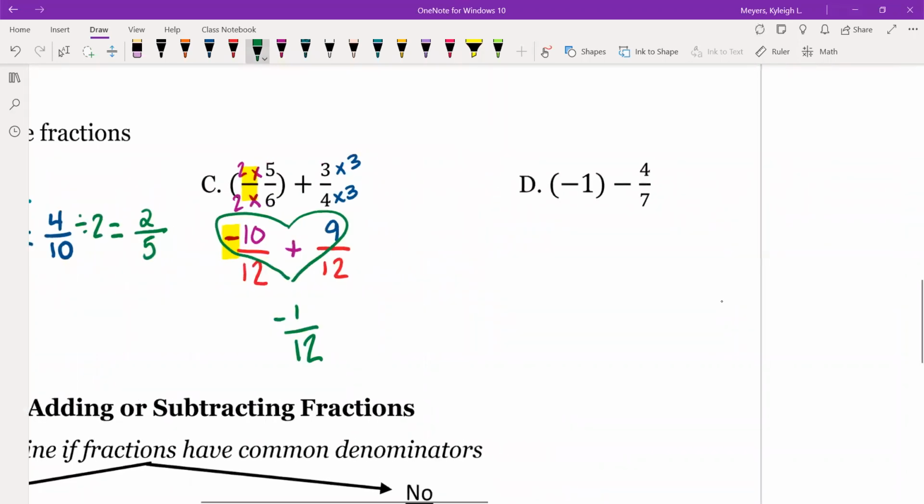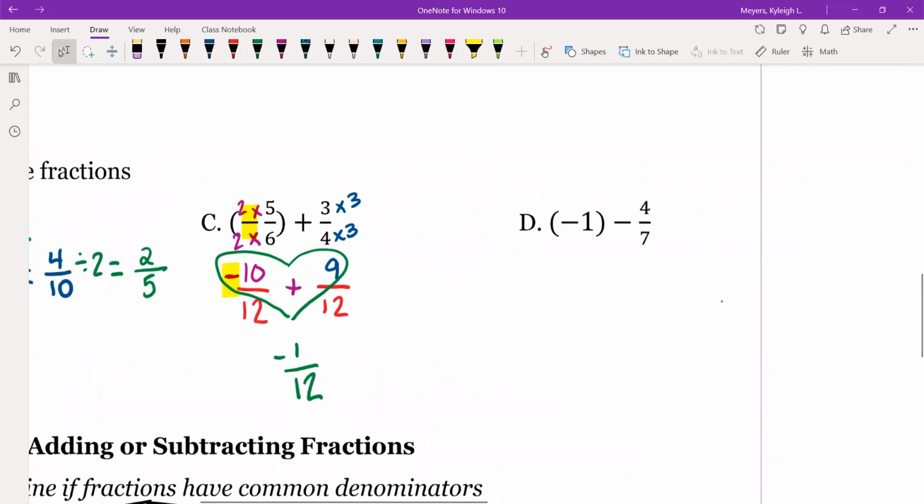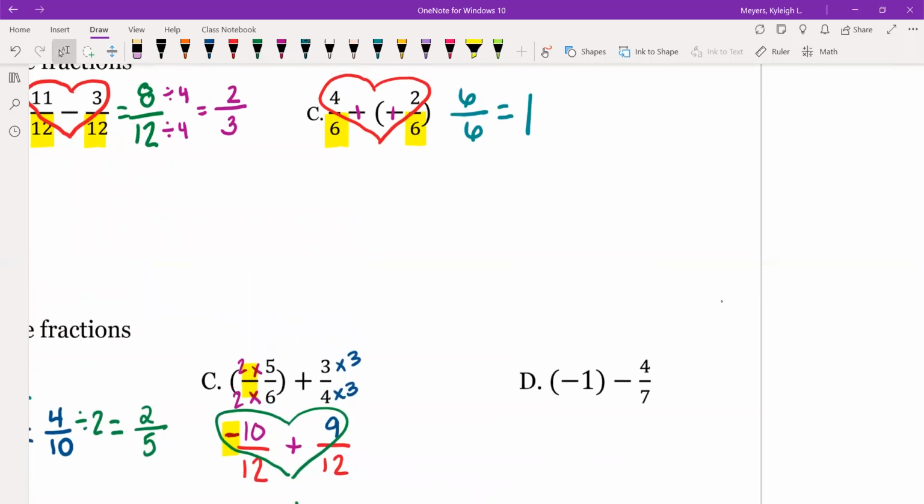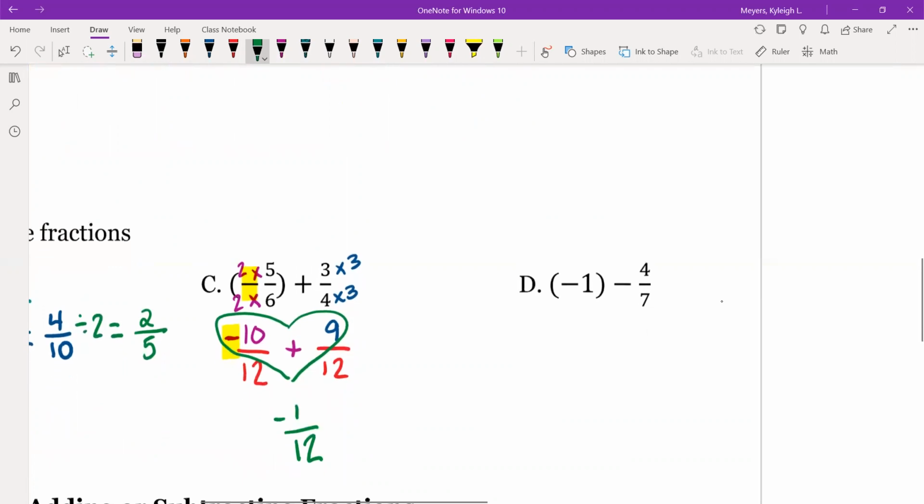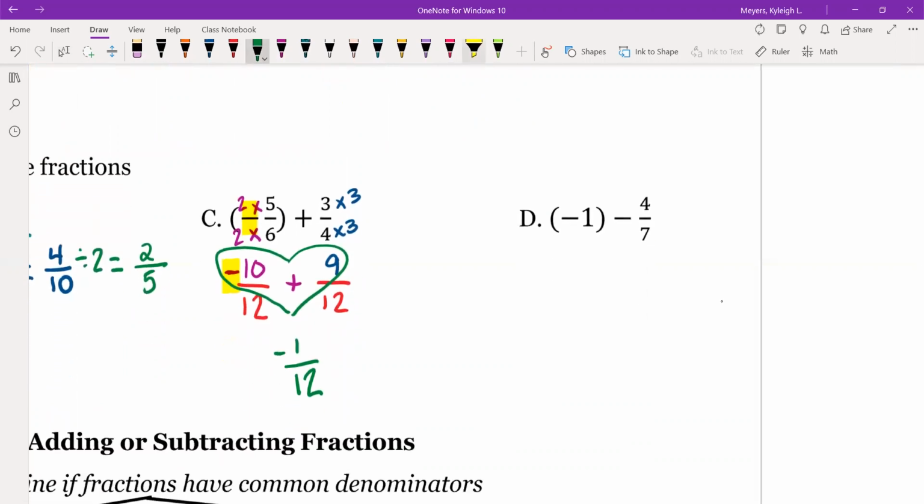Okay, last one. We have this whole number 1. Think about what we did for C up here. We had a 6/6 and it became 1. So what do you think I can do with this 1 to get common denominators? Could I maybe do 7/7? Negative 7/7? Right? Because we want this same number.